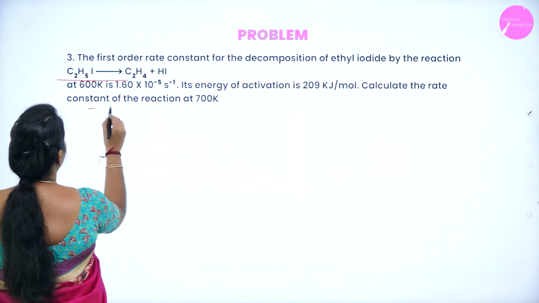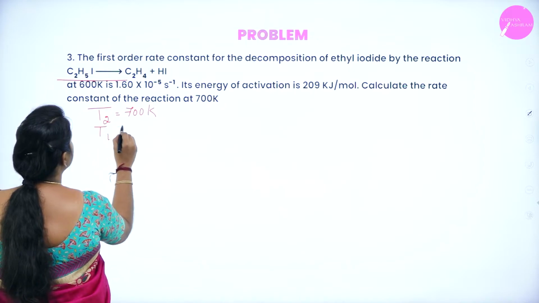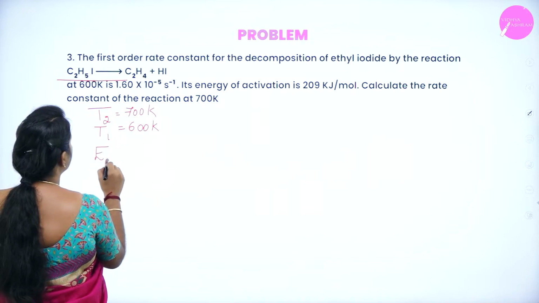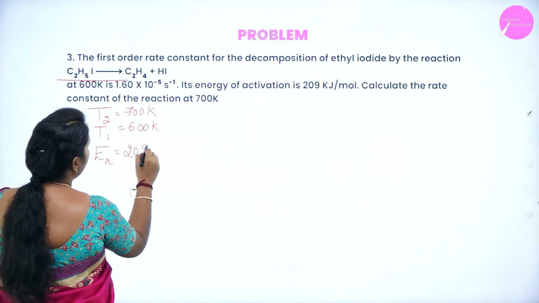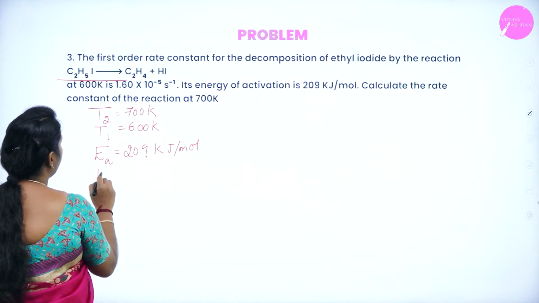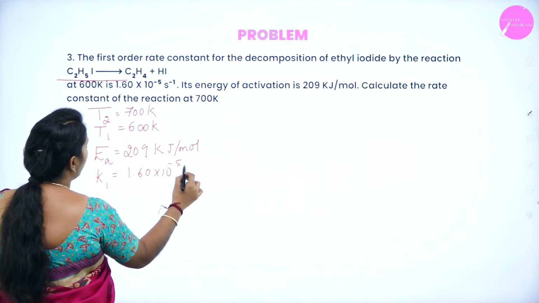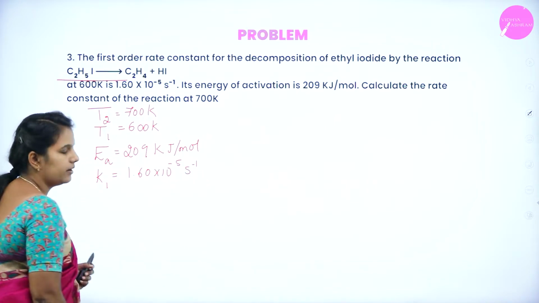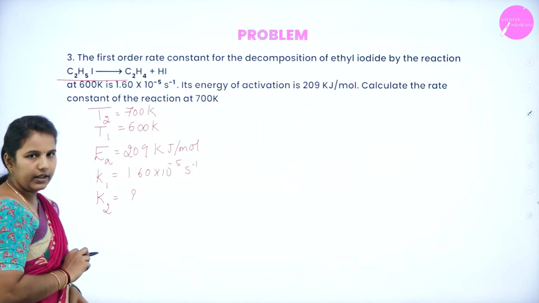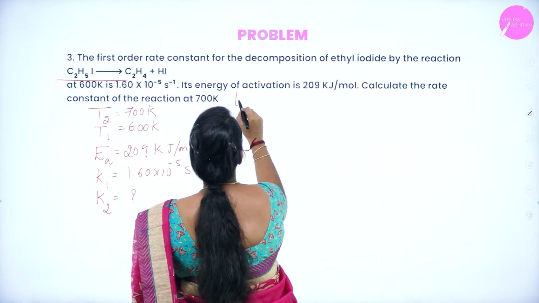Again here they have given the T2, that is 700 Kelvin, and the T1 is 600, and they have given the energy of activation. What is that? 209 kilojoules per mole. Along with this, you can see that they have given the K1 value, that is 1.60 into 10 power minus 5 per second. Now we need to calculate the K2. How to calculate the K2 now? Let's see. Now I'll substitute the values into the Arrhenius equation.